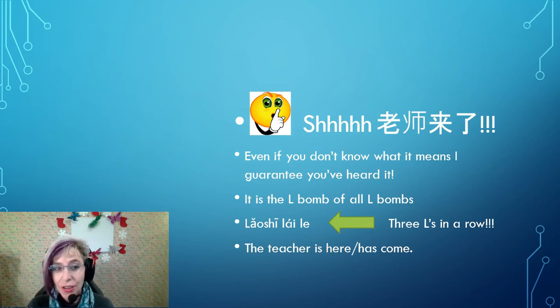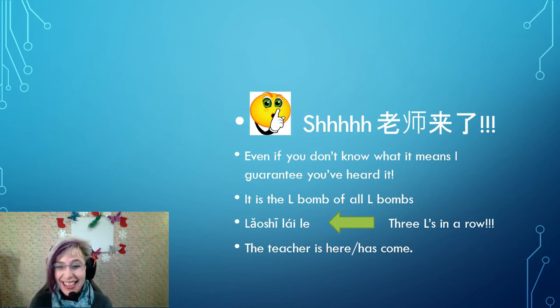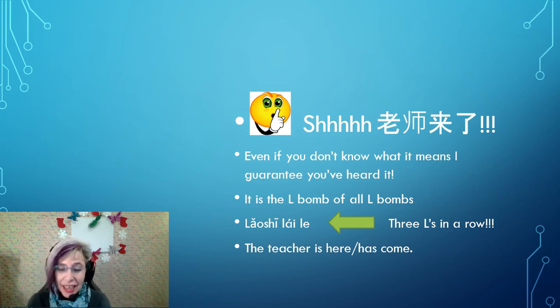So every day, I hear this. Every day. Shh. 老师来了. 老师来了. Even if you don't know what it means, I know you've heard it. And it is an L bomb. It's a great big fat L bomb. There are 3 L's in a row. 老师来了. It means the teacher has come, the teacher is here. 3 L's. It's a native phoneme to Chinese. It is. So why is this such a problem?